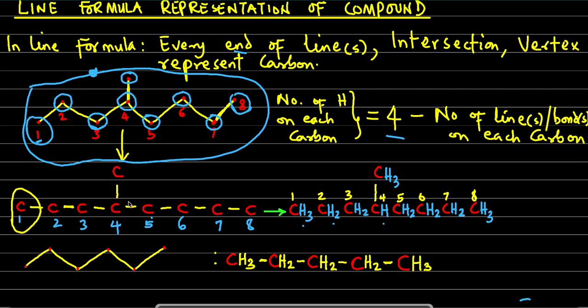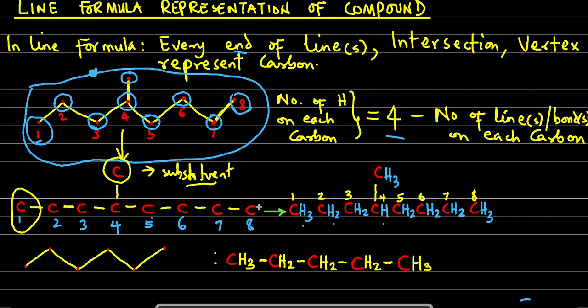So you continue the process, and then if you look at this carbon here, this carbon is a substituent. If you look at this carbon, you realize that it has just 1 line. That's the one that is joining it with this other carbon. So in this case, the number of hydrogens that will be present here is 4 minus 1, which gives us 3. You do the same thing for carbon 5, carbon 6, and carbon 7.